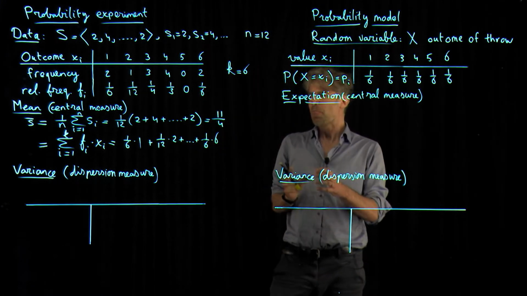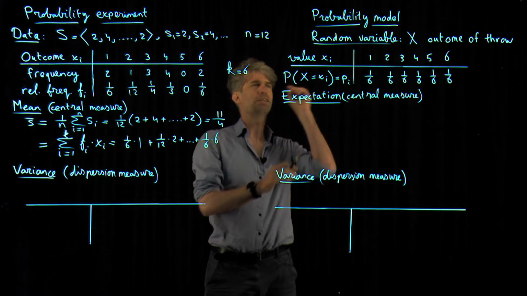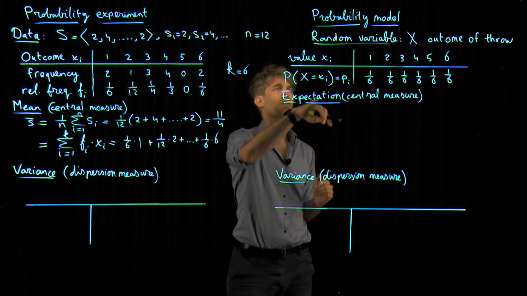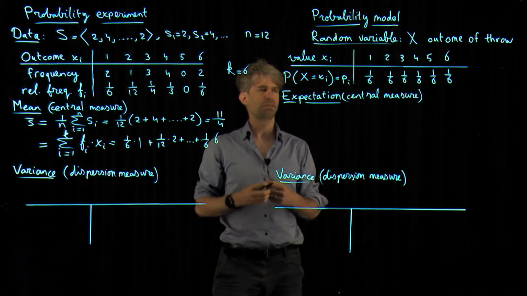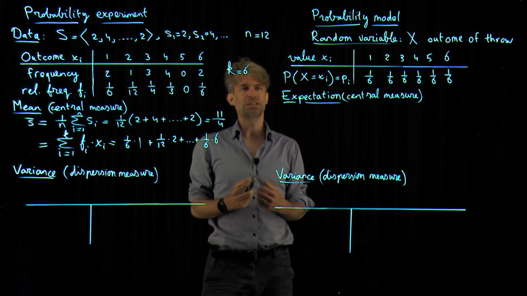Now let's see. As you can see, there's also this central measure which is defined in the case of probability theory, and it's called expectation.